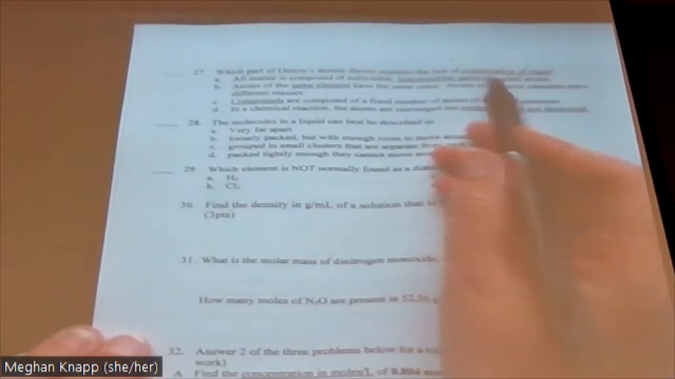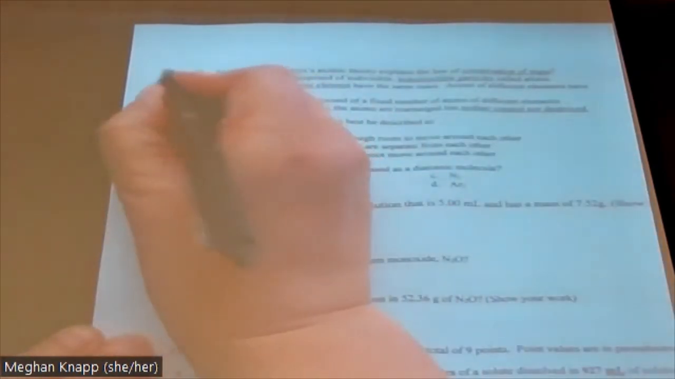Dalton's atomic theory about conservation of mass. This came from your quiz. Conservation says it's neither created nor destroyed. So that's D.